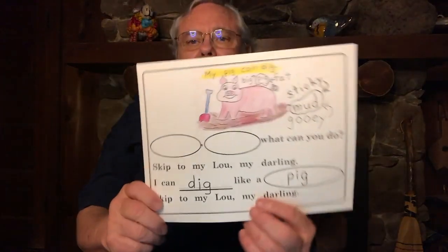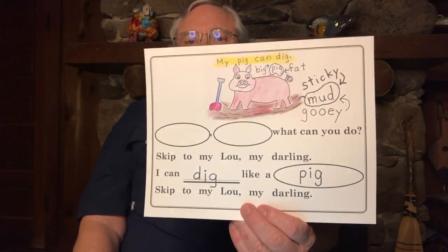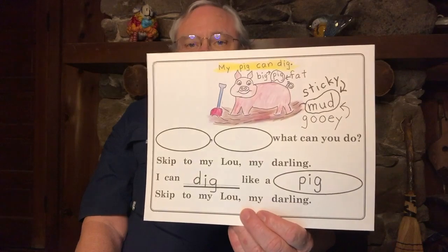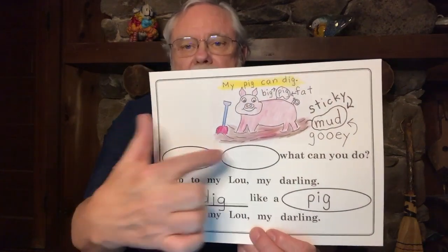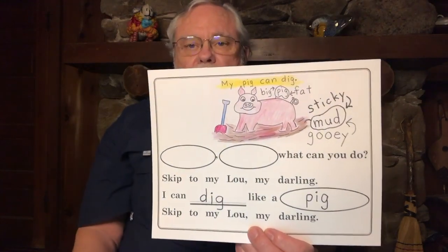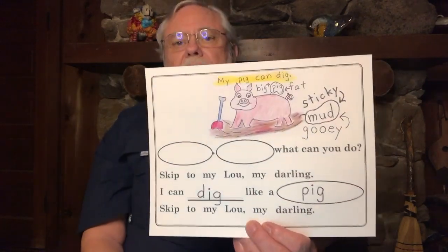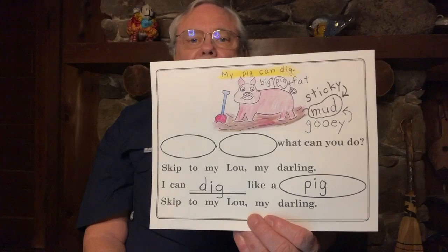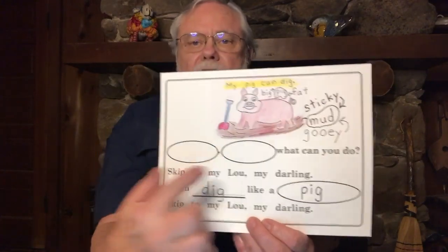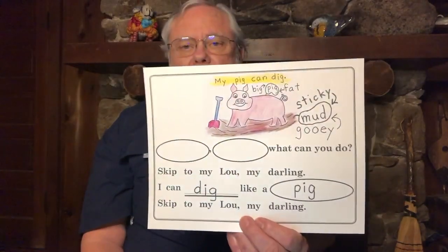After we did our drawing, we did a song where we put in two words that rhyme. And so you put your name up here first. So let's say this was Sarah's page. Sarah could write Sarah here, and then she could write it here. And then we could sing it this way. Sarah, Sarah, what can you do? Skip to my loo, my darling.